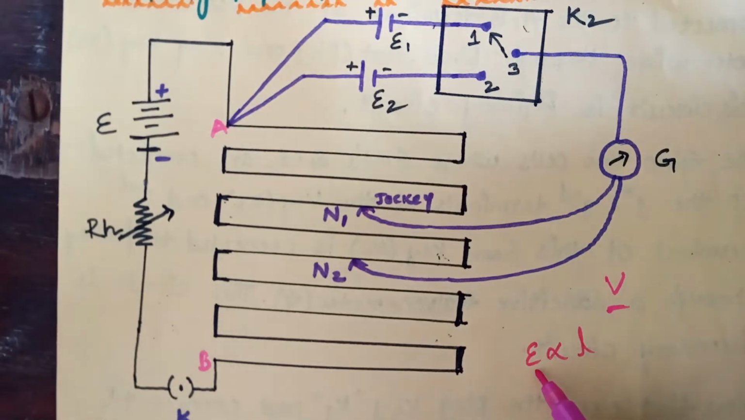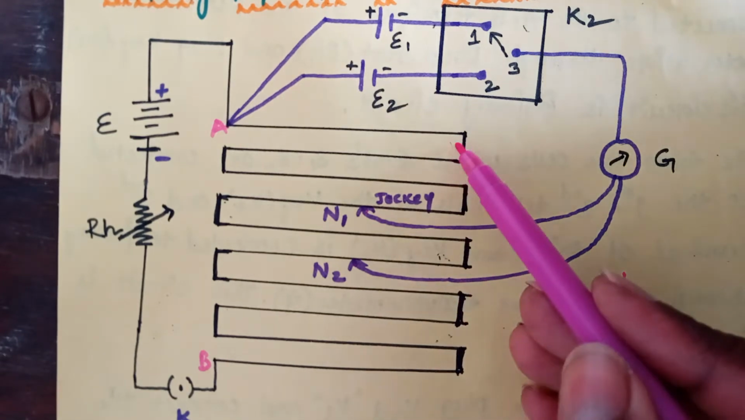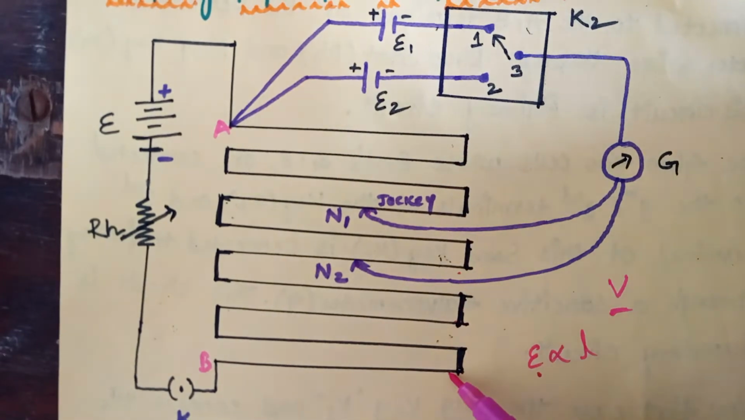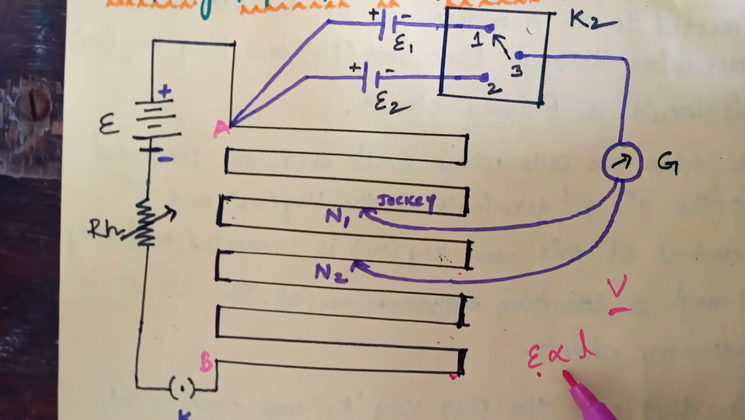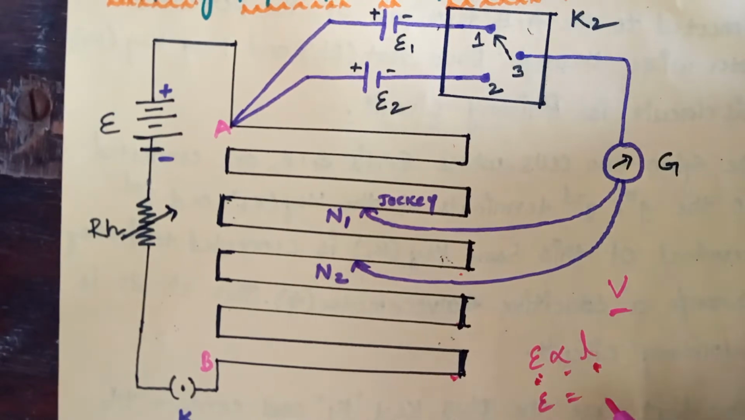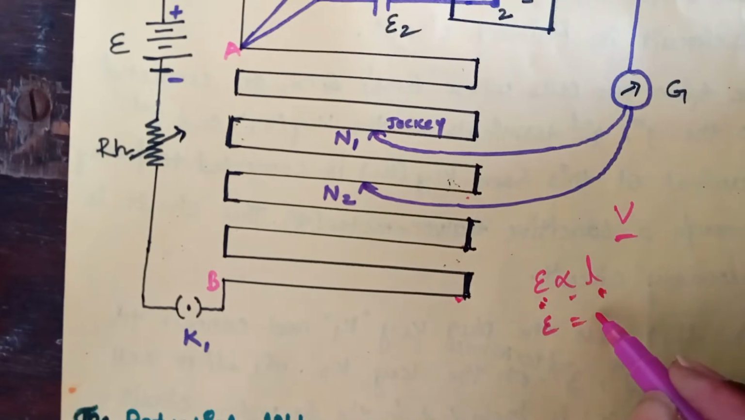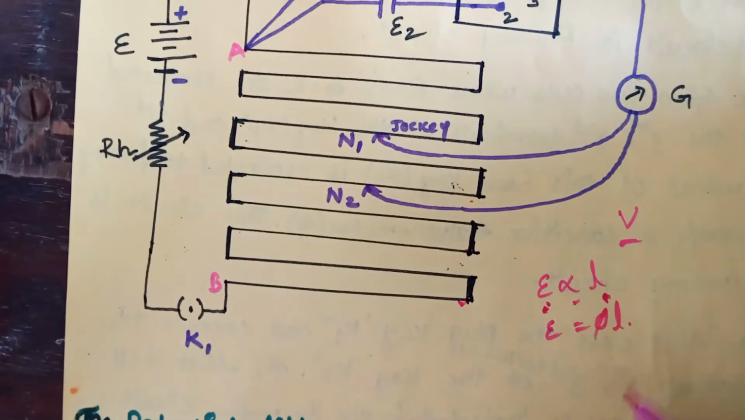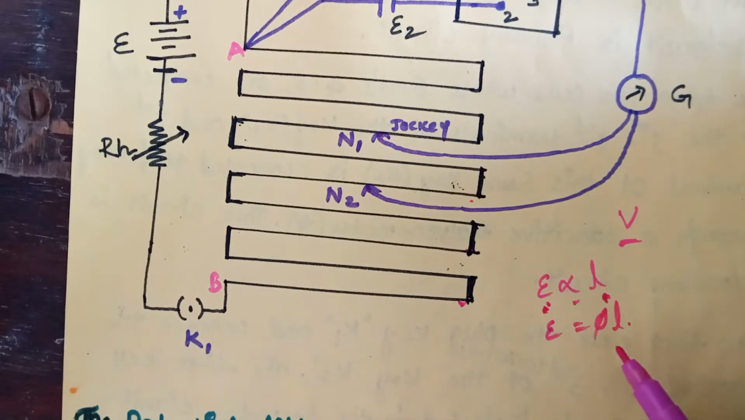EMF means potential difference. Potential difference across any part of the potentiometer wire is directly proportional to that length of the wire. If length of the wire increases, potential difference also increases. If length decreases, potential difference also decreases. Remove the proportional symbol and you will get a constant. EMF is equal to pi L. So pi is the potential drop per unit length of a wire.